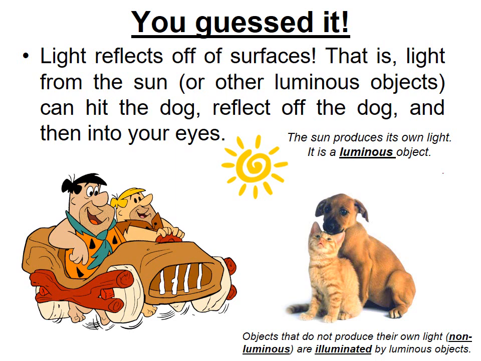Light from a luminous object will hit the dog and cat. It'll reflect or bounce off the dog and cat and then go into Barney's eyes so that Barney can actually see it. They're there. So even if an object does not produce its own light, you can still see it because objects that do produce light will shine onto those non-luminous objects. That light will reflect off them and then go into your eyes.